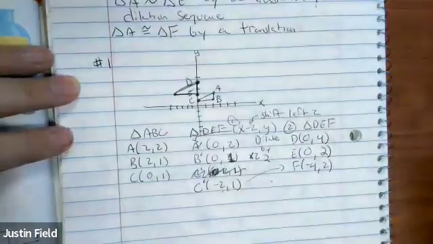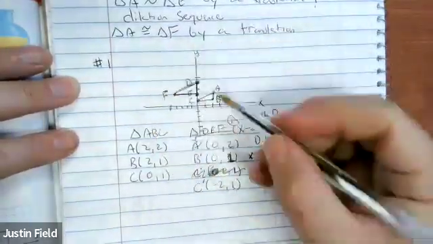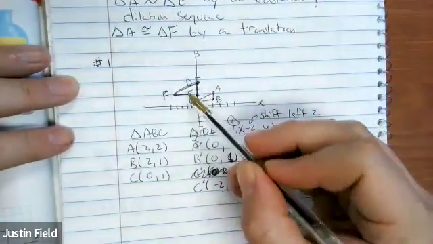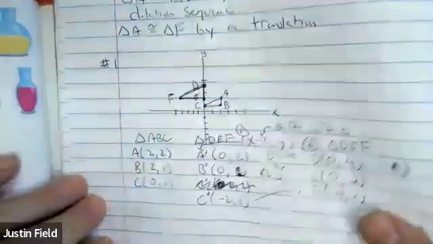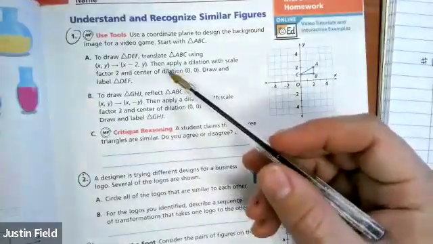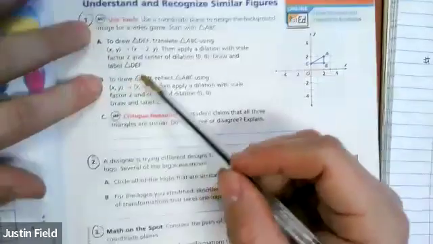But you can see that triangle DEF is indeed twice as big as triangle ABC, and it's shifted 2 units over. Yay, we did it. Okay, and we know they're similar, right? Because they're connected by a translation and a dilation. All right, let's do step B.